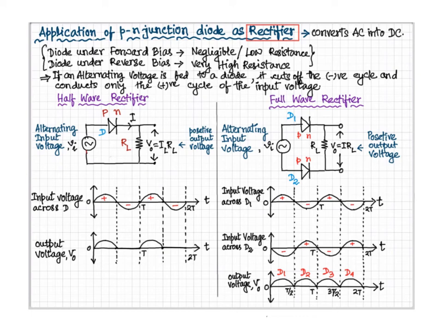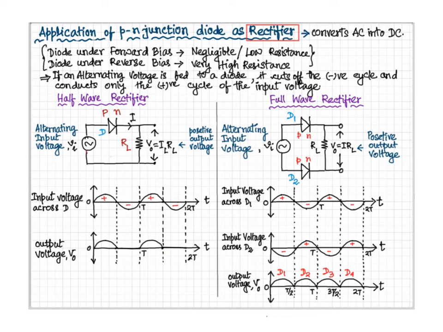First of all, what is a rectifier? It is an instrument which converts alternating current into direct current. Now the working principle is, we have seen that a diode under forward bias offers a very negligible or low resistance to the input current, and a diode under reverse bias offers very high resistance to the input current.